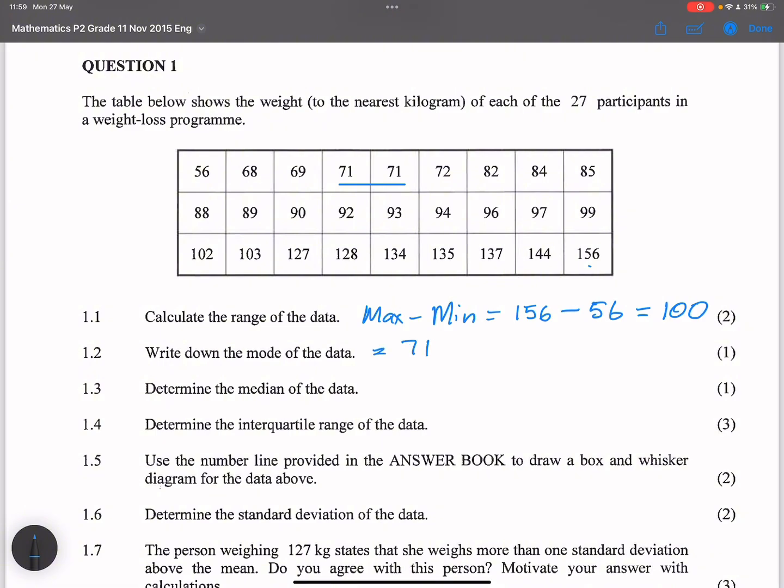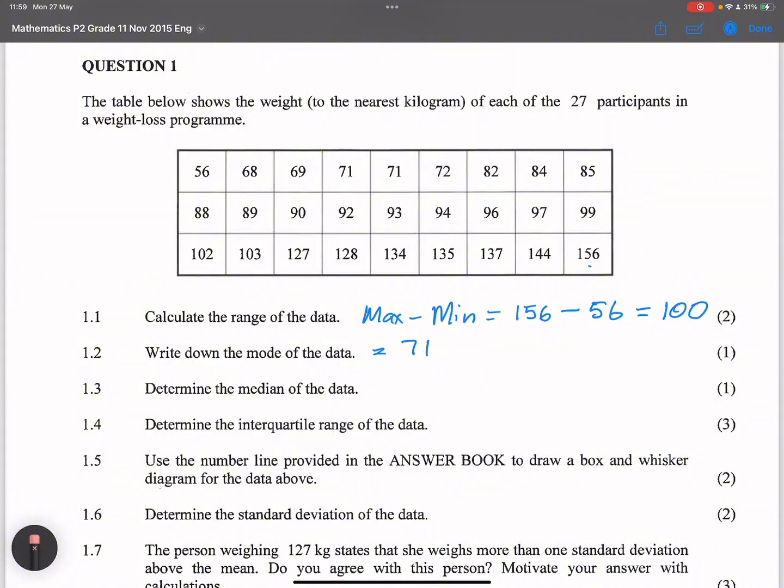And they want us to determine the median. So remember that the median is the middlemost value. We've got 27 participants, so the data set consists of 27 values. And so what is the middlemost value? What is in the middle of 27?